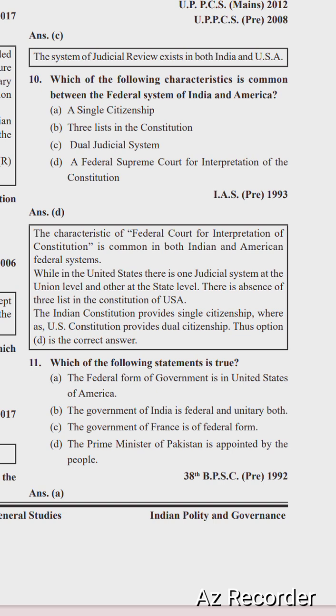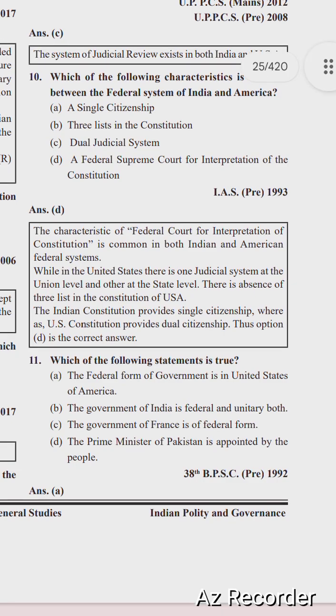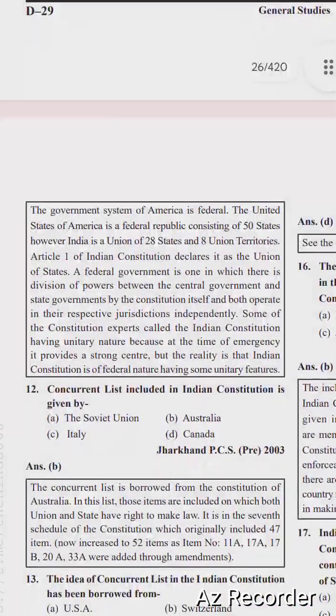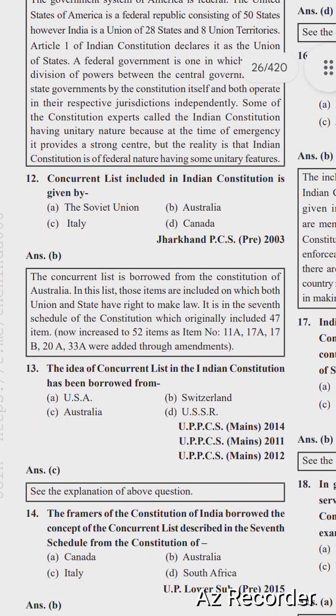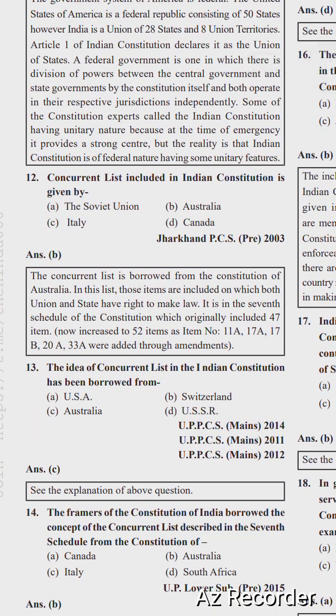Next question is, which of the following statement is true? Options are, the federal form of government is in United States of America. The government of India is federal and unitary both. The government of France is of federal form. The Prime Minister of Pakistan is appointed by the people. Right option is option number A. The federal form of government is in United States of America.